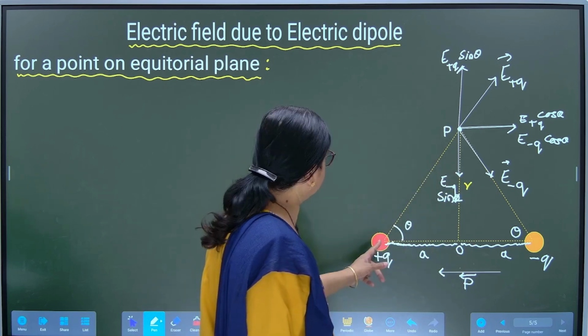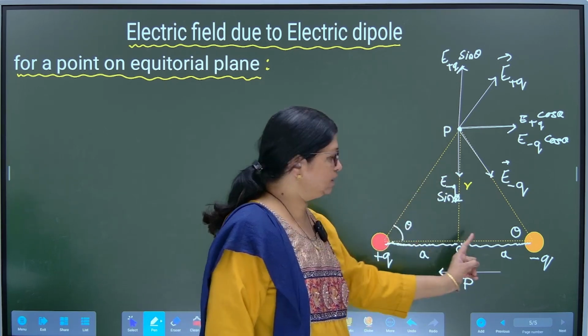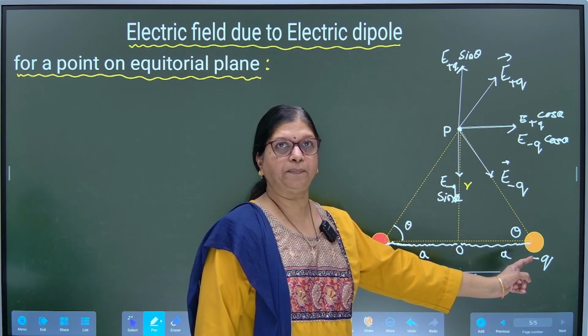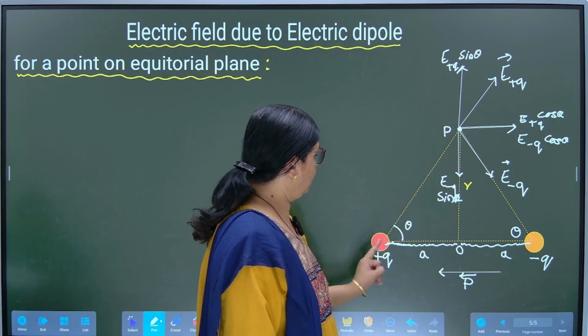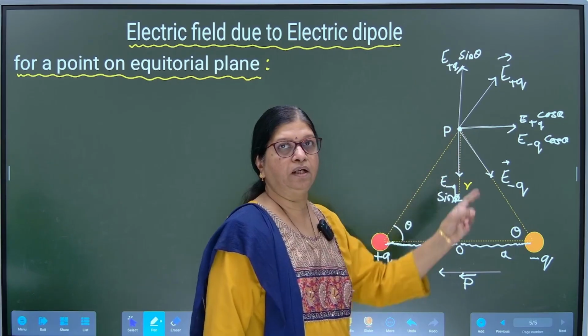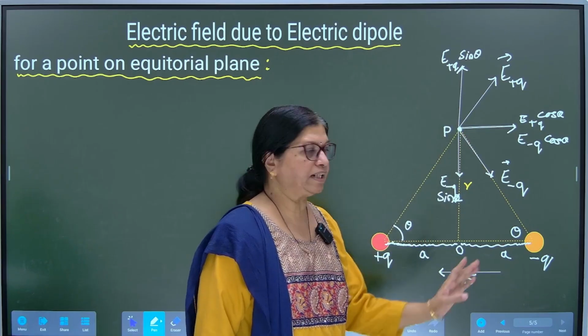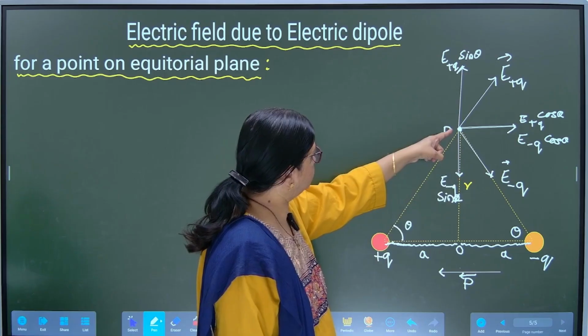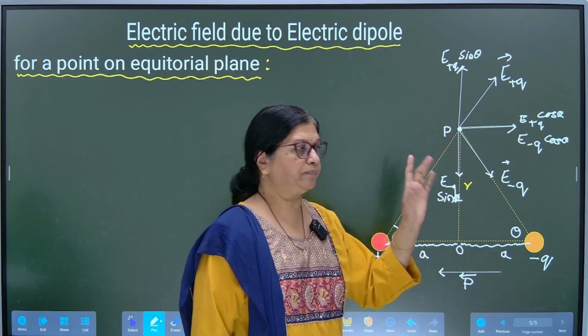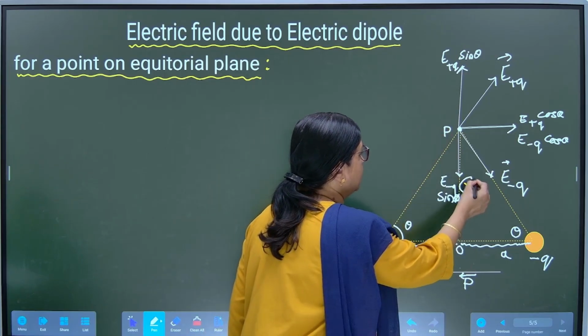Now here what is theta? Theta is the angle between the axis of the dipole and the line joining the point P and the charge Q. Similarly, the line joining the point P and the charge negative Q. That is theta. Also, we will denote what is the distance between the point P and the center of the dipole, that is R, which I have written here as R.